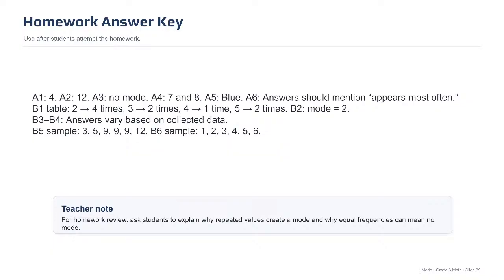B2, mode is 2. B3 and B4 vary based on collected data. This is your guys' snacks. B5 sample: 3, 5, 9, 9, 9, and 12. B6 sample is 1, 2, 3, 4, 5, 6. Teacher note: homework review asks students to explain why repeated values create a mode and why equal frequencies can leave no mode. So for teachers, just ask the students about this.